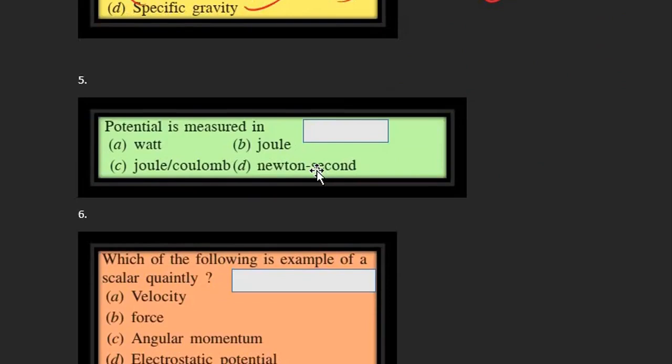Potential is measured in watt, joule per coulomb, Newton seconds. Potential, yes, if you remember the definition of potential, think of it. Yes, work done on unit charge when it is brought from infinity to a certain point in an electric field. So it's, yes, work per unit charge. So C is our answer.